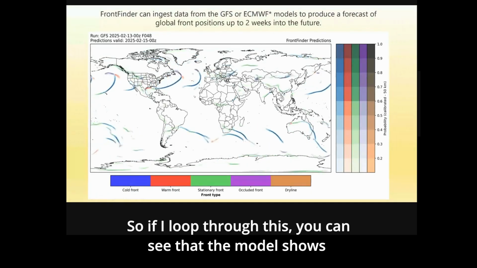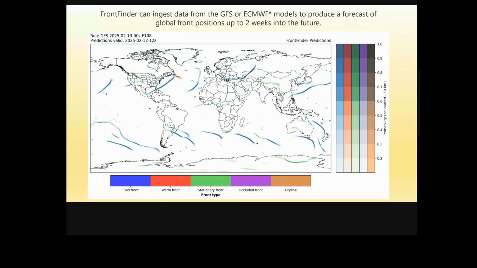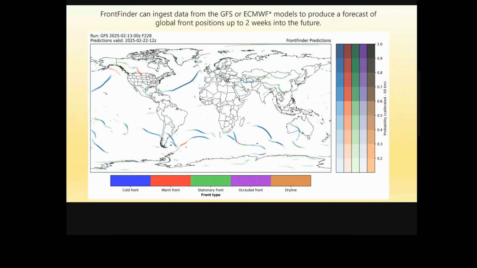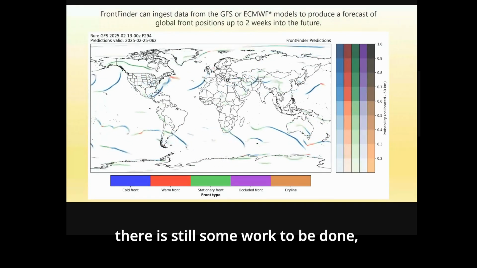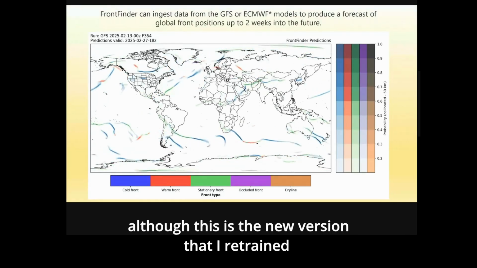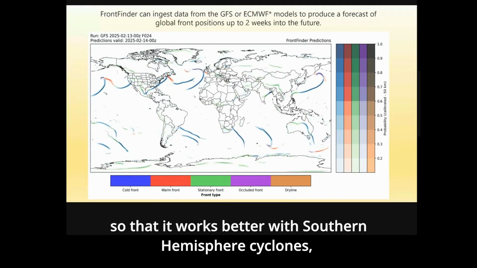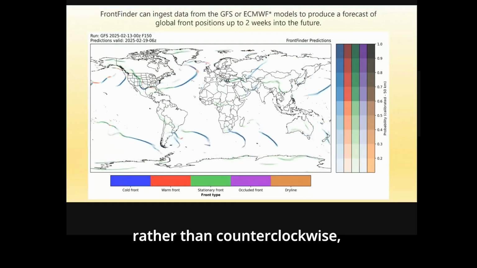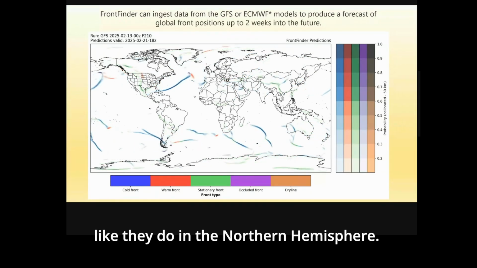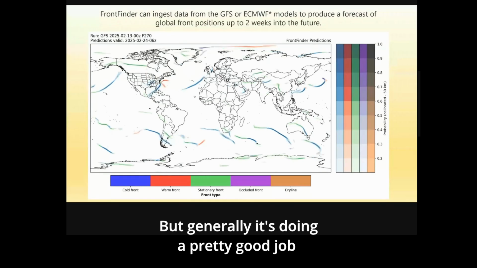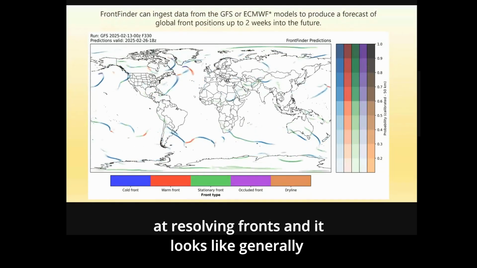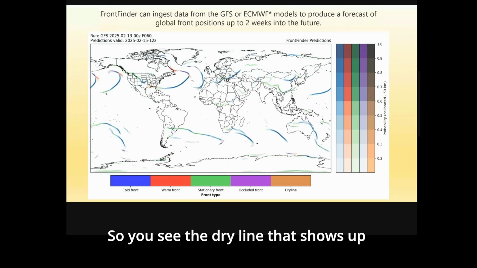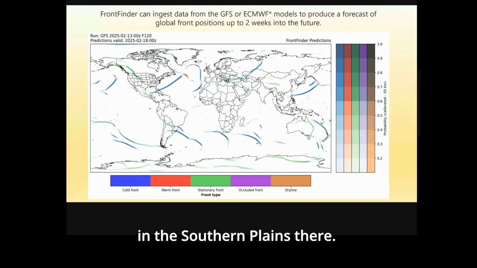If I loop through this, you can see that the model shows what you would expect to see with your typical cyclone structures. In the southern hemisphere, there is still some work to be done, although this is the new version that I retrained so that it works better with southern hemisphere cyclones, which of course spin clockwise rather than counterclockwise like they do in the northern hemisphere. But generally, it's doing a pretty good job at resolving fronts, and it looks like what you would expect to see. So you see the dry line that shows up in the southern plains there.